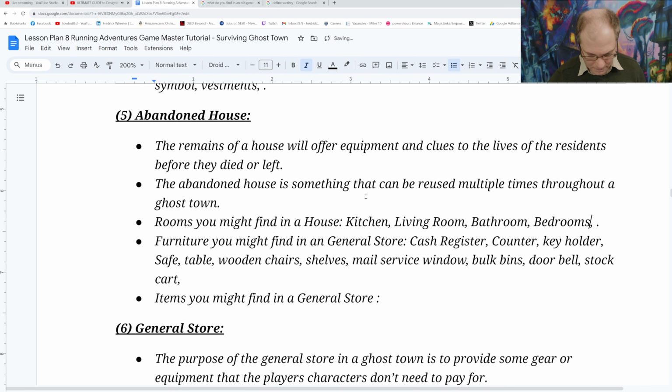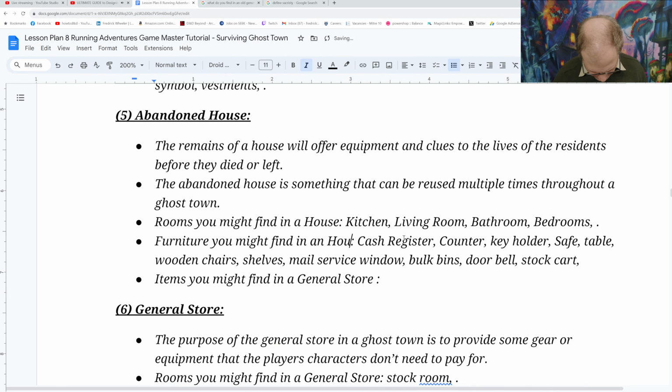Bedrooms. That's probably good enough. And then what furniture you would find in there. House. There's so much furniture. We're not going to be finding these. Get rid of that.